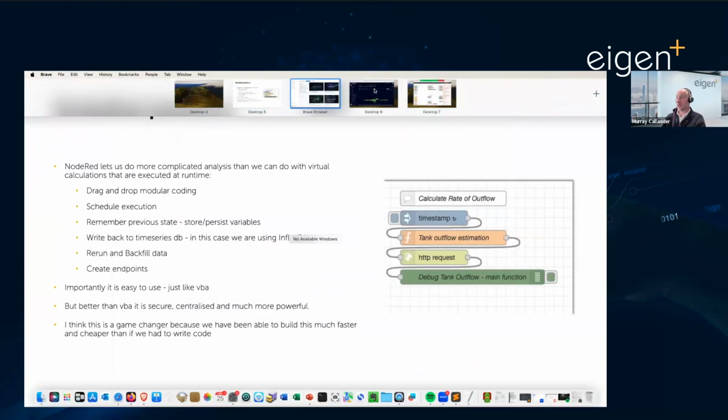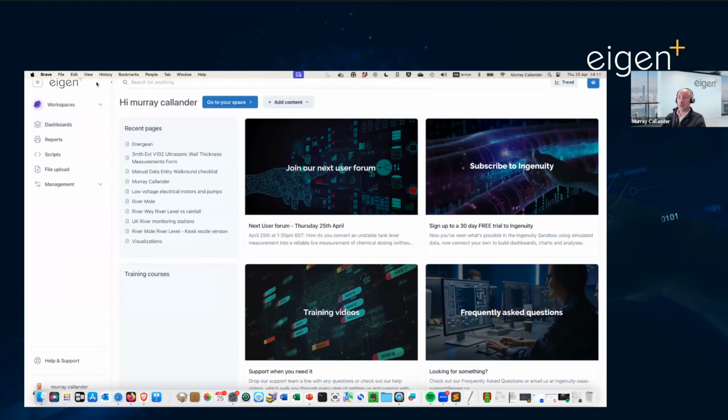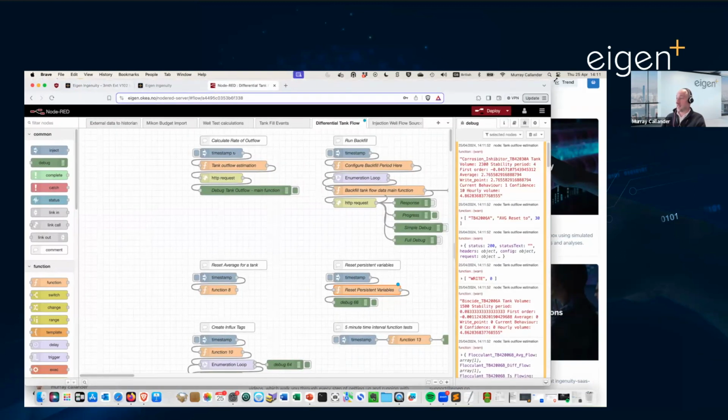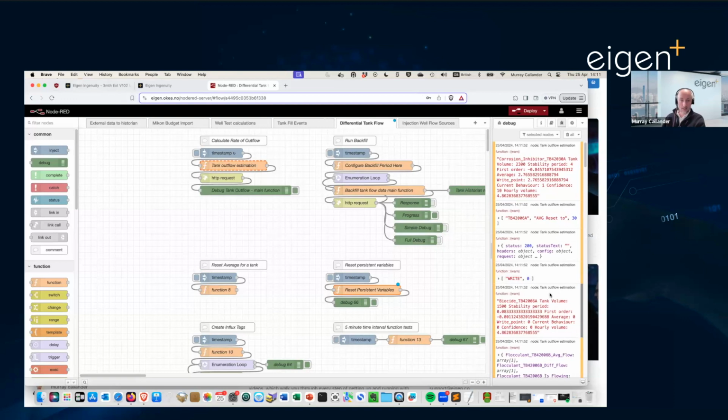So let's have a quick look at the platform. This is Node-RED, and you can see it running to the side. This is it running every 5 minutes to calculate the tank levels. Here we've got the main algorithm that's doing the tank calculation. To this side, we have the same algorithm, but that we can run manually with a pre-configured period and maybe a selection of tanks. We can run a backfill. And then we've got some tools where we can reset persistent variables and things.